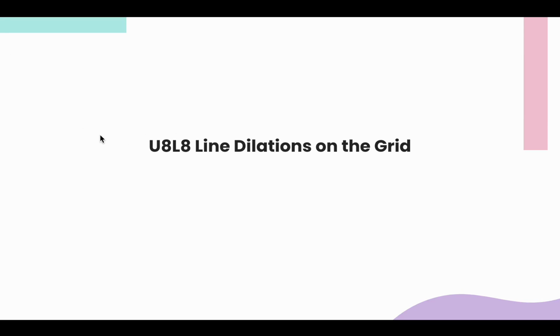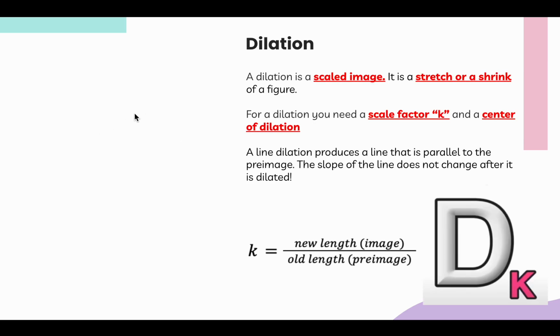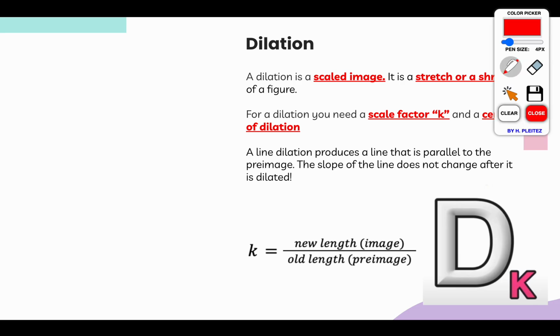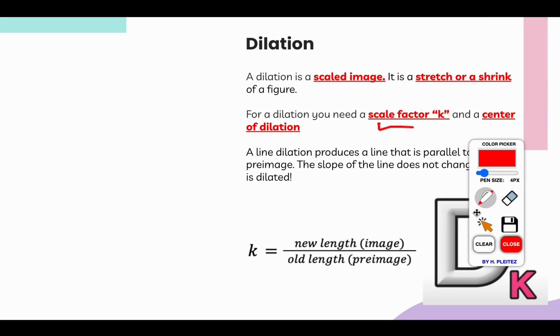What's up everyone? In this video we're going to be talking about dilating lines on the coordinate grid. So going back to a general definition of a dilation, it's a scaled image where we're stretching or shrinking a figure. And remember that for a dilation we need a scale factor, which is the lowercase letter k, and we need a center of dilation.